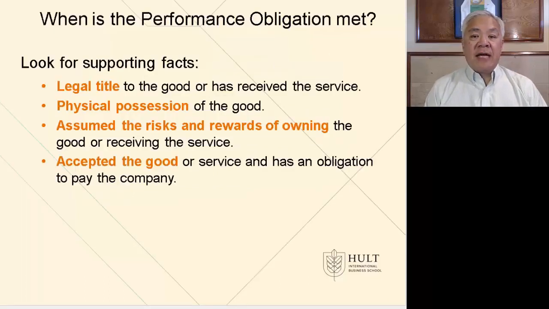Next, when is it met? So let's look at some specific facts that might help us distinguish on when that test is completed. First is legal title. Legal title is often in the shipping of goods from, let's say, one large supplier to a large buyer. And often you see this term called FOB destination, or FOB shipping point. And that FOB stands for free on board. And what that means is that's the point at which title passes. So if it's FOB shipping point, once the ship has been loaded with the goods from the seller, it's deemed to be the buyer's property. So at that point, title is transferred and the process is complete.